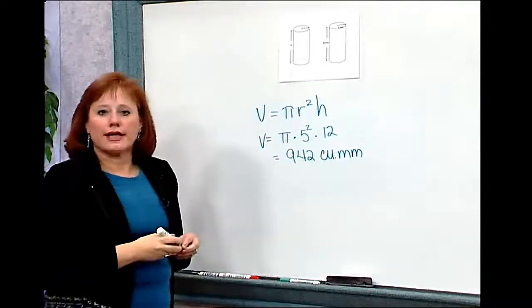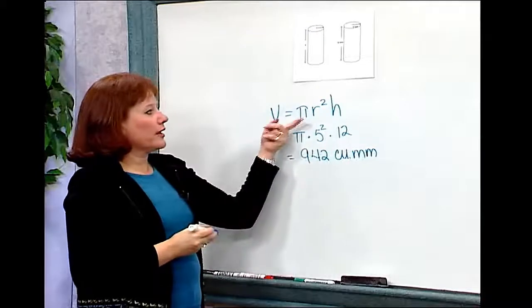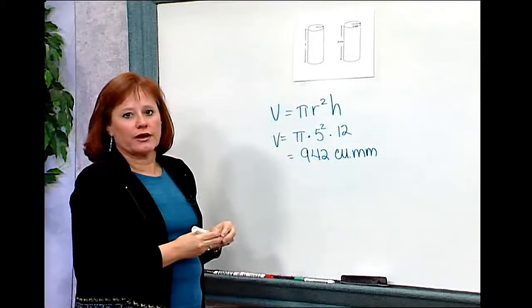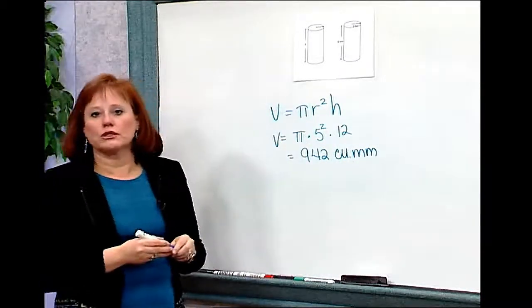So a cylinder acts exactly as any other kind of prism. You find the area of the base times the height, and you can find the volume, which in this case was 942 cubic millimeters.